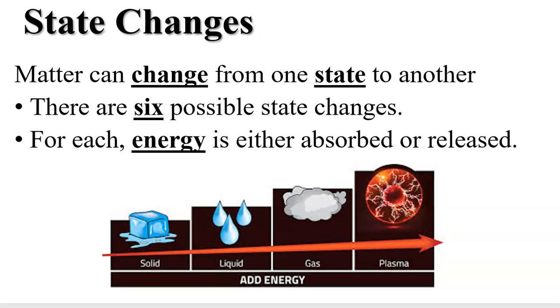Alright, so when we're talking about our state changes, matter can change from one state to another, and there are 6 possible state changes. For each, energy is either absorbed or released. This last one you see is plasma. We're not going to talk about that very much in here, but it is just something that you should be aware of.